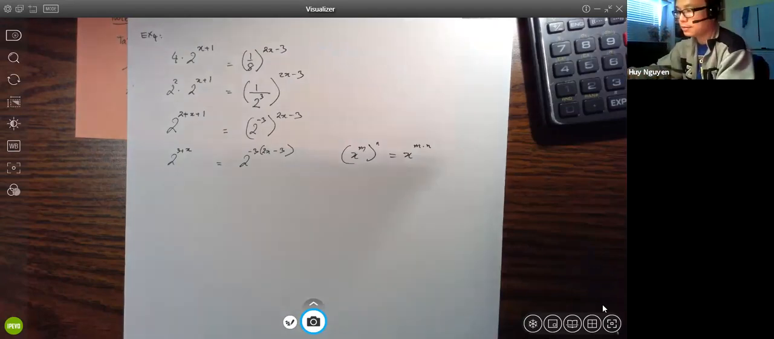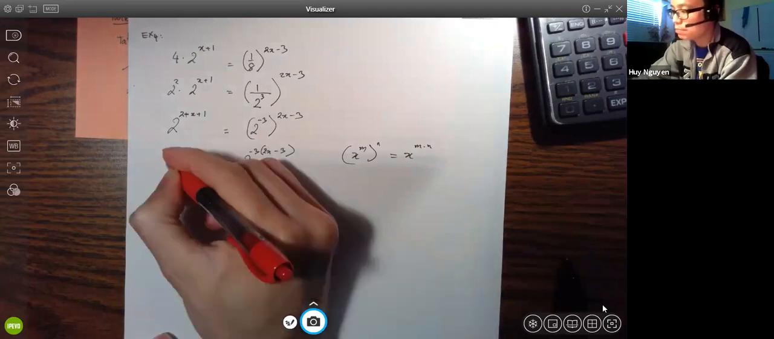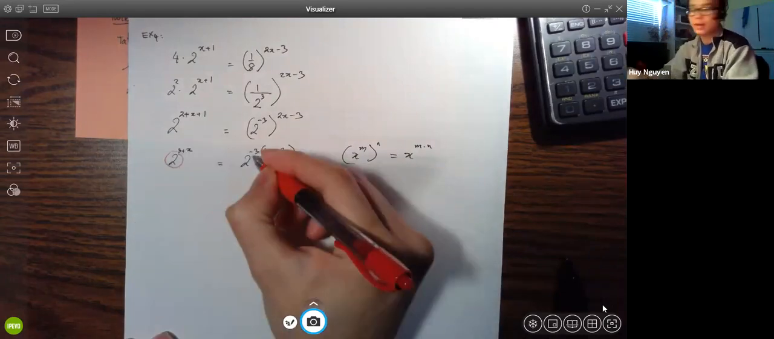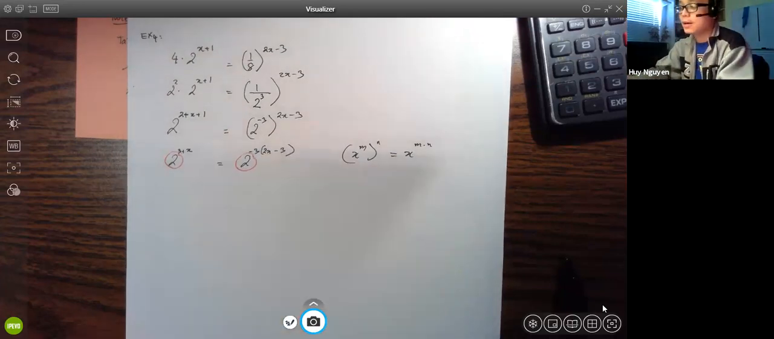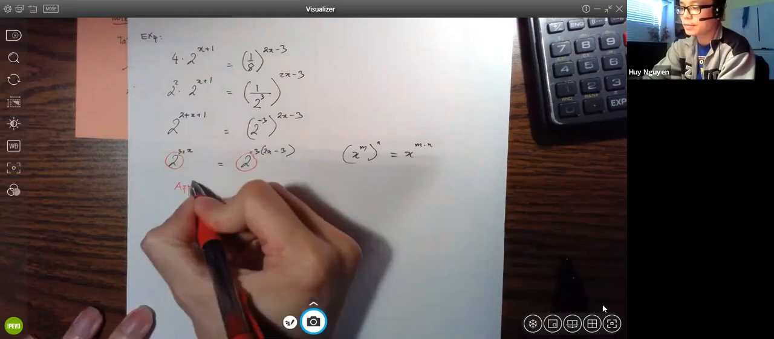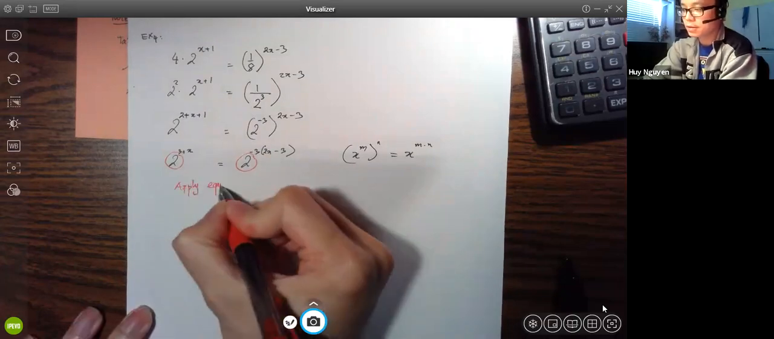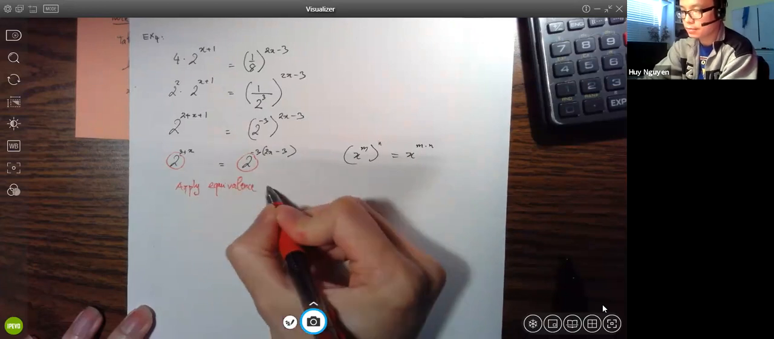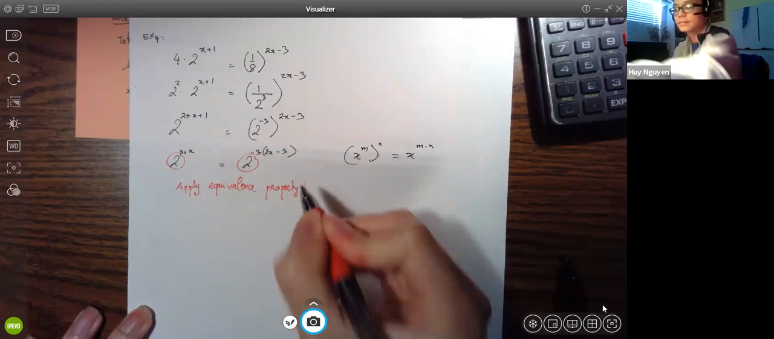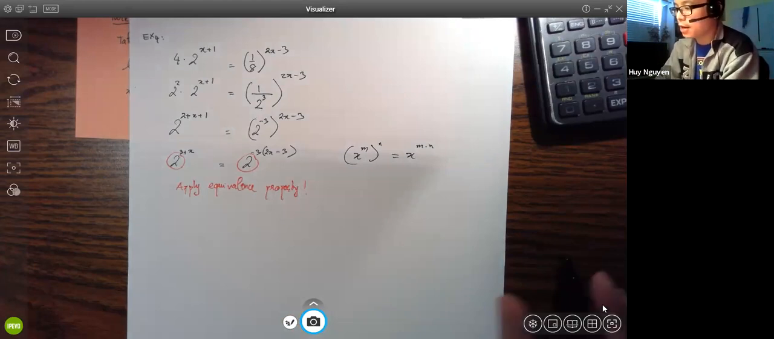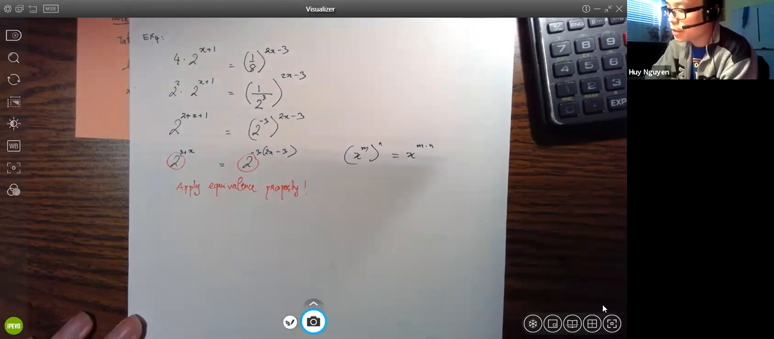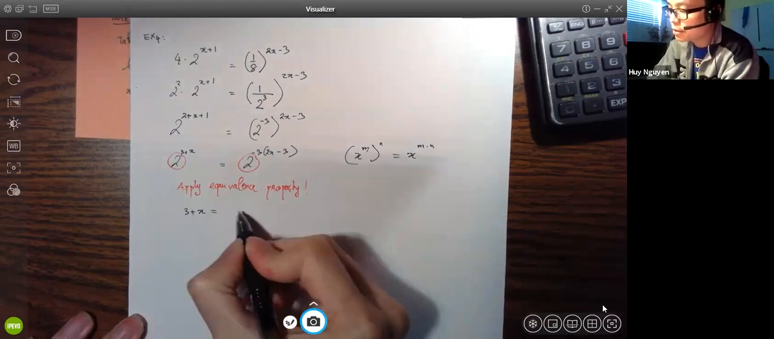So after those steps, you see what? You see that we have the same base. And because we have the same base, we can apply the equivalence property, because the base is the same now. It's not different anymore. And the equivalence property says that we can set the exponents equal to each other.